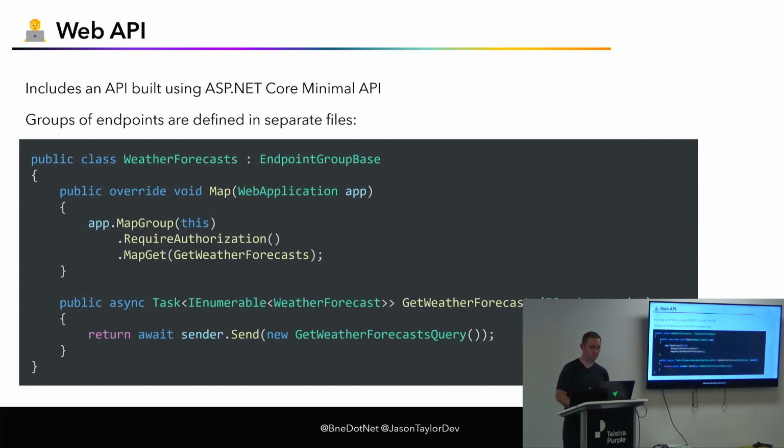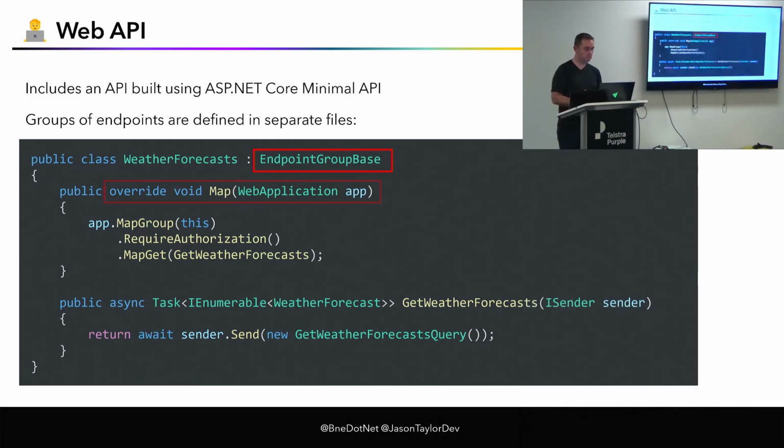Groups of endpoints are defined in separate files. So I created an abstract base class called EndpointGroupBase, which defines a Map method. Okay, so this Map method accepts as a parameter the web application, and it calls MapGroup. Now, Minimal API has a MapGroup, but this one's actually an extension method that I built and allows me to pass in this class, an instance of WeatherForecast.